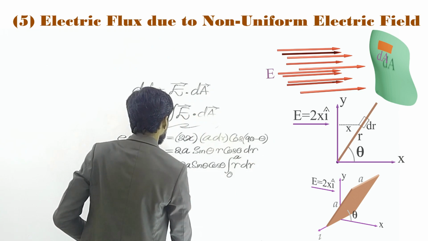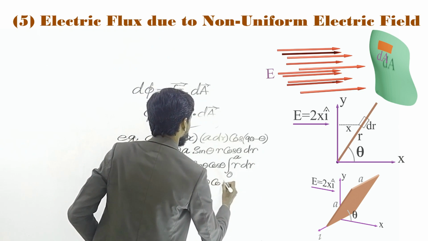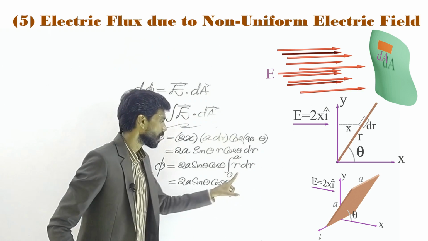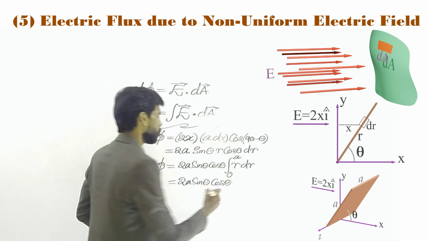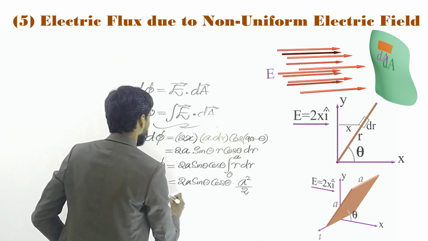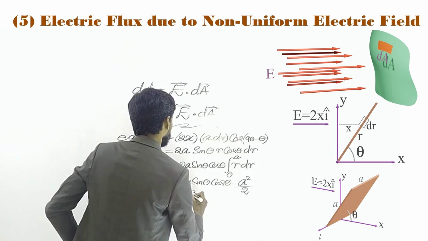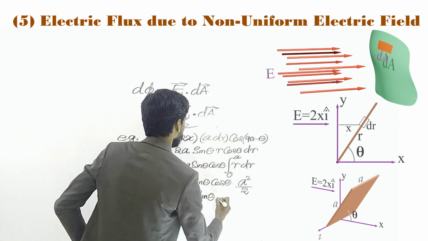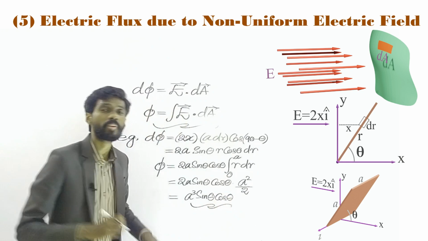So this will give you the value. 2a sin theta cos theta multiplied by r squared divided by 2. If you substitute the limits, you get a squared divided by 2. So that is our required answer. The 2 gets cancelled, which gives a cubed sin theta cos theta. So this is our required answer.